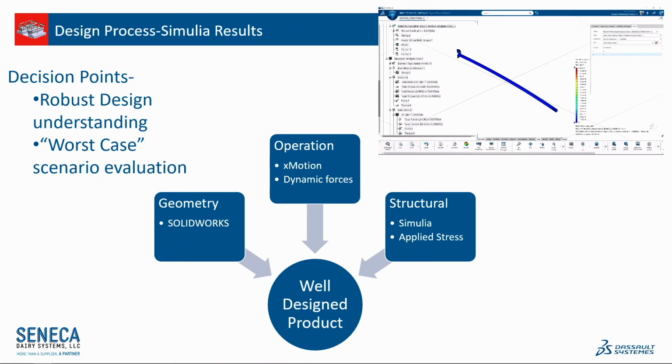Okay, decision points. How does this help me make design decisions? I would say there are three different ways that I start to think about this. First of all, I need to have the correct geometry, and that's what I use Solidworks for. Then I need to understand how my device operates or functions, and that's what I'm using XMotion for, to study the dynamic forces of it.